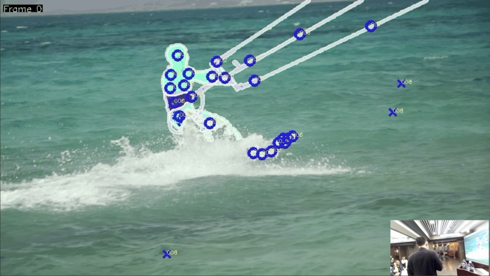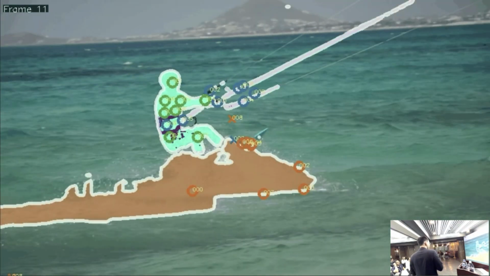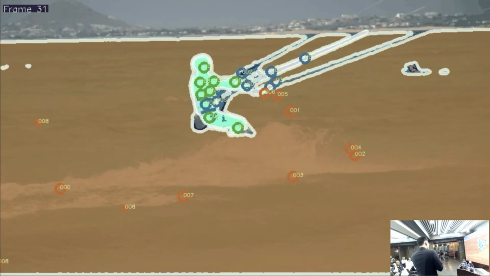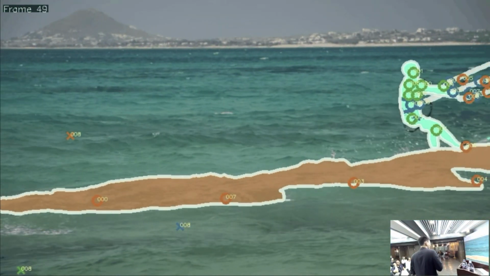But this, of course, is not always working. This is a failure case. You can see in this case, it's very hard to tell the change of the water and overall the ocean, and therefore the segmentation does not work. In this case, we will need some more human involvement to fix the segmentation.